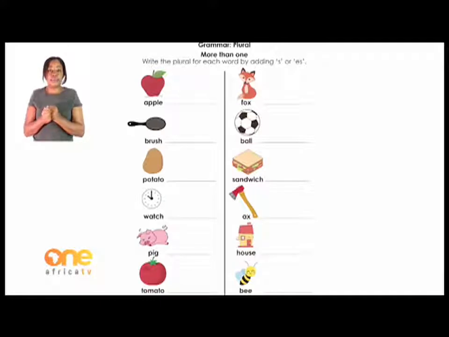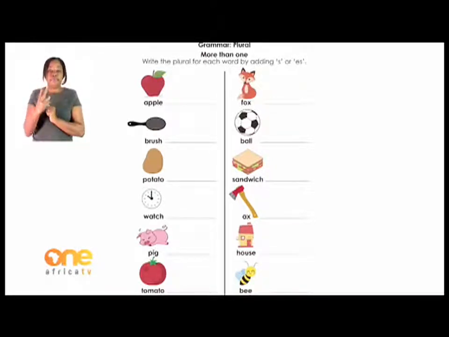There are many. The first one is an apple. If you write it in plural, are you going to add a S or ES? Brush, potato, watch, pig, tomato, fox, ball, sandwich, X, house, bee. So check all those words and follow the rule that I have told you and see if you will get it right. Grade 2s, enjoy your work.